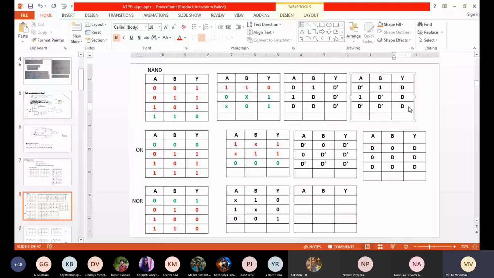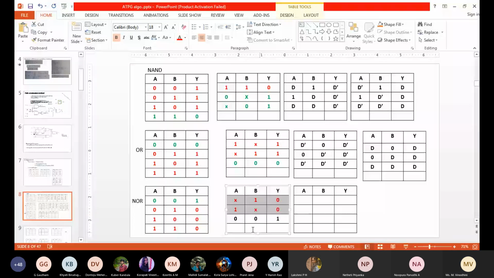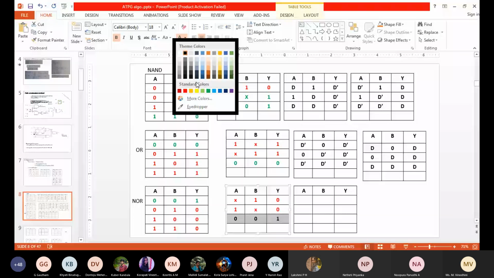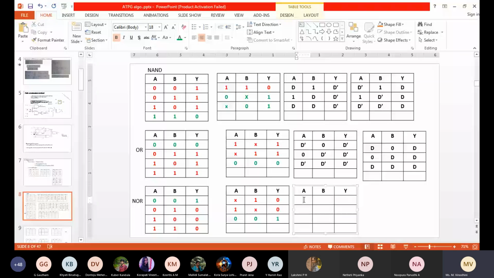Now coming to this. Anyone from A section? Anyone from A section, can you answer for this? I want the answer from A section students. D bar, 0, D, D bar. This is combining the third row with?